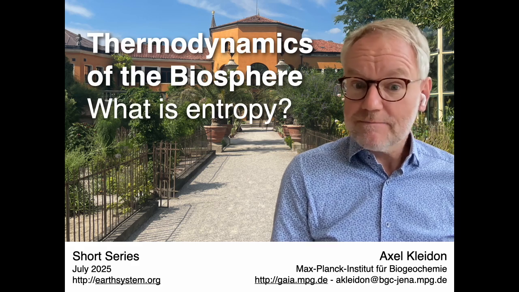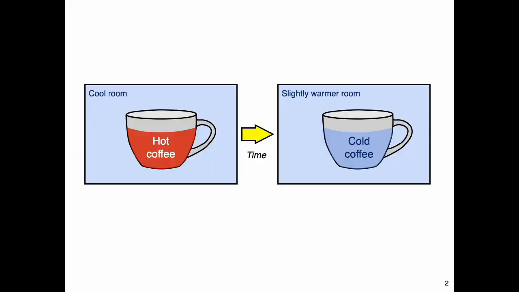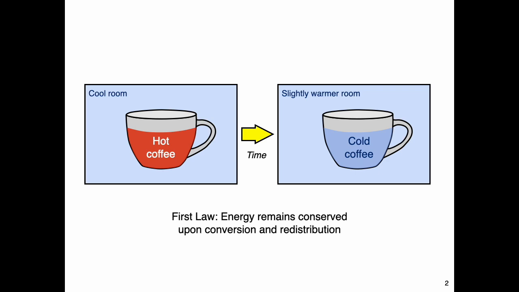So, I start my day every day with a hot cup of coffee. And when I have my hot cup of coffee, I know what happens with time. Well, if it sits on the kitchen table, with time it will get cold. Now, we know that energy is being conserved. So in other words, when the coffee gets cold, the room gets slightly warmer. So that's being captured by the first law of thermodynamics, that energy remains conserved upon conversion and upon redistribution.